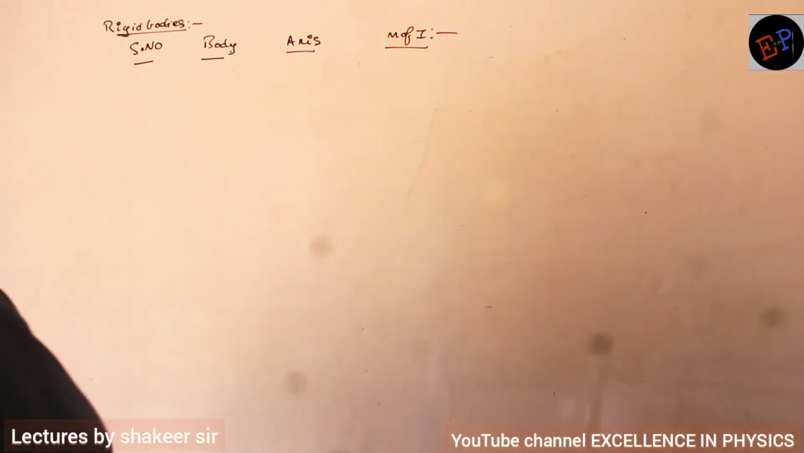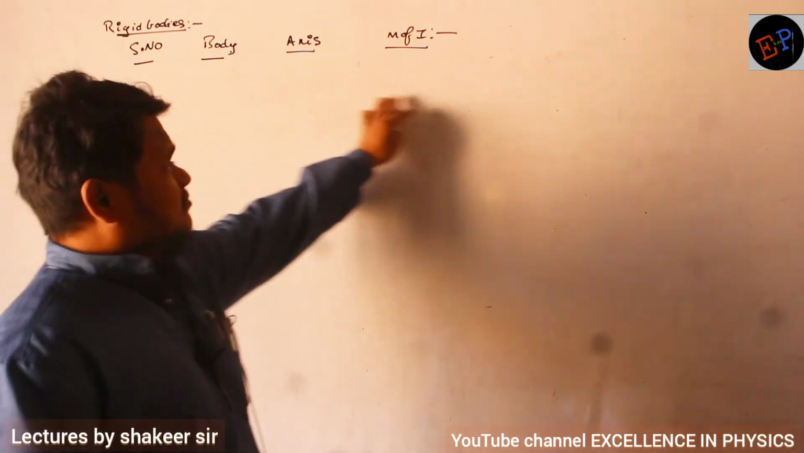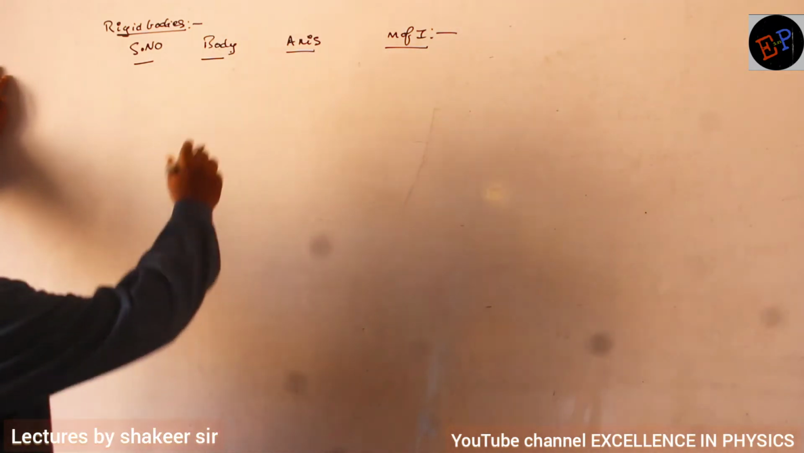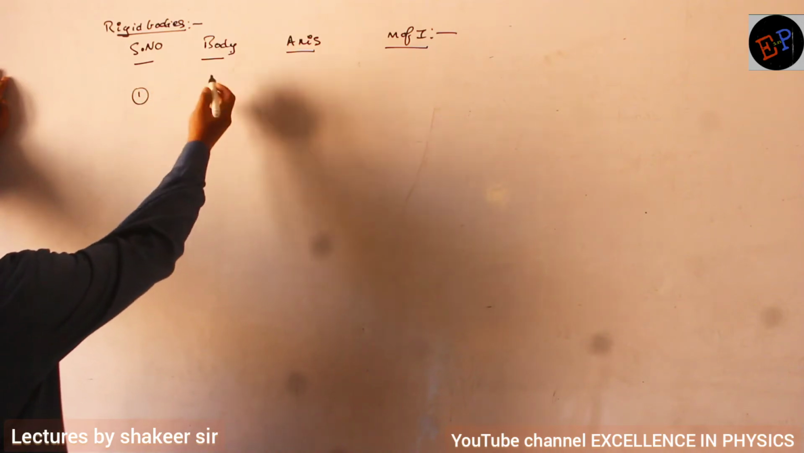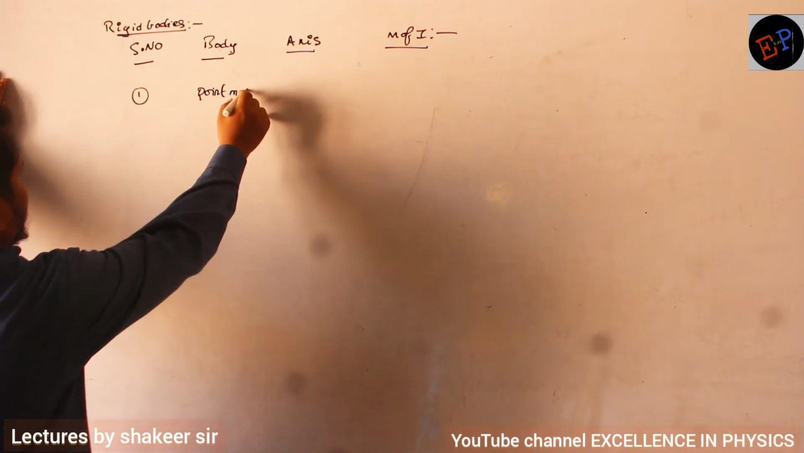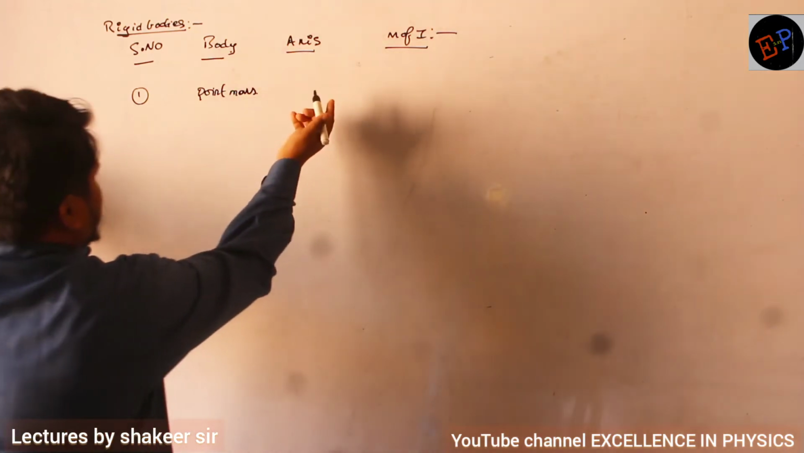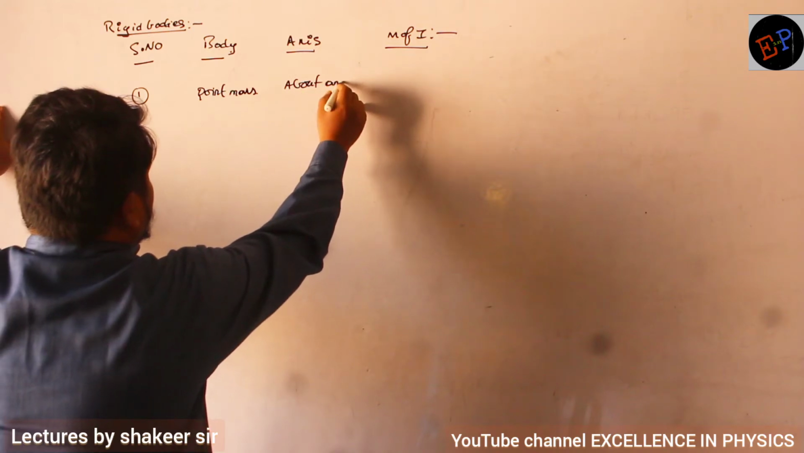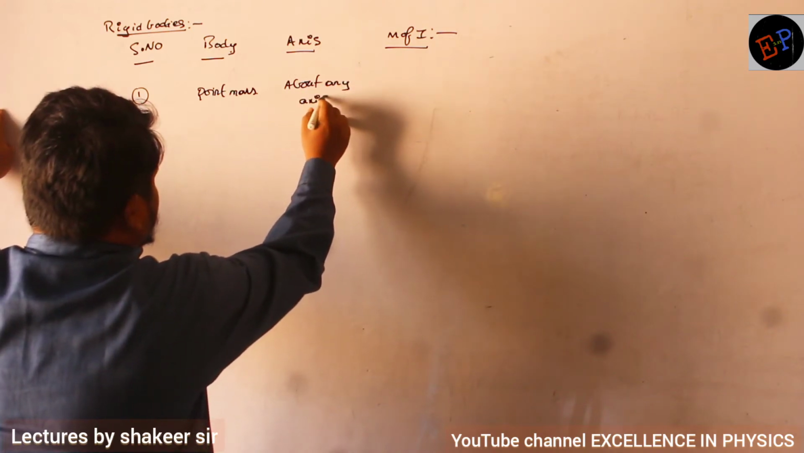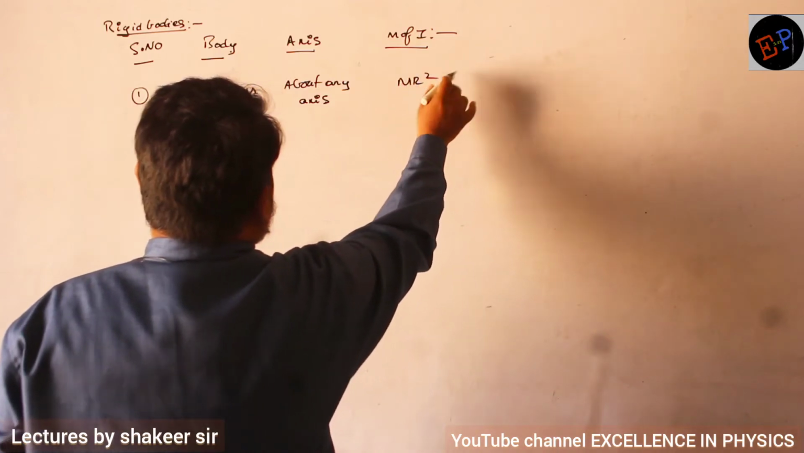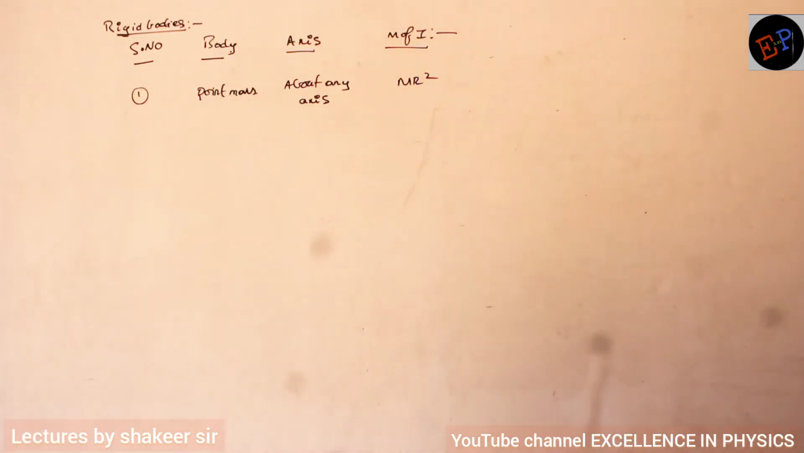So let us see the moment of inertia of some common bodies. The first one is the point mass, about any axis. Clear now? What is the moment of inertia of a point mass? It is M R square, where r is the perpendicular distance from the axis of rotation.